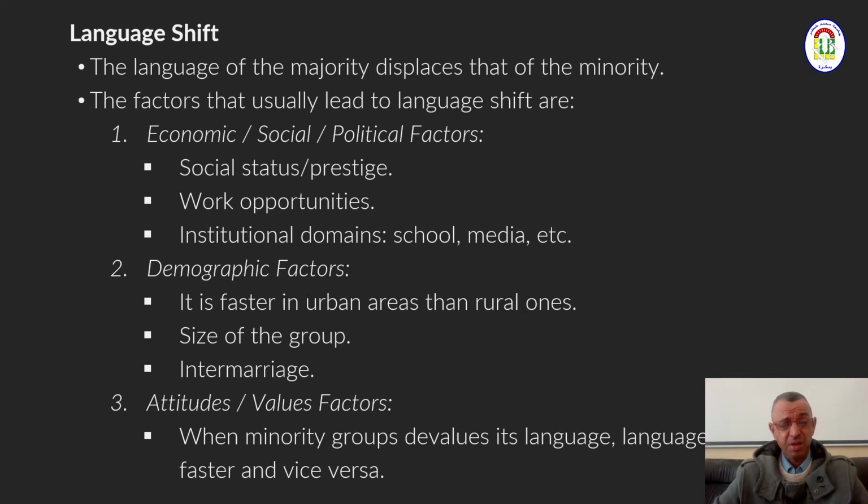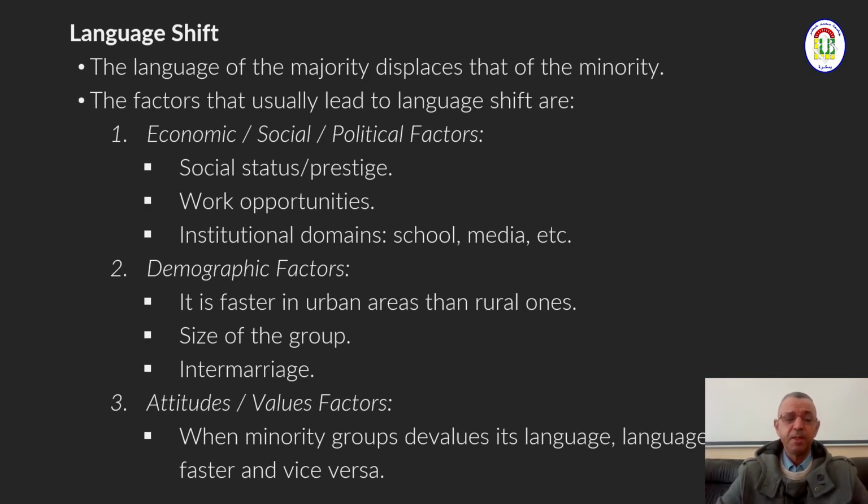Also, there is another example of factors that has to do with demographic factors. This can be noticed when the shift is faster in urban areas than rural ones, the size of the group, intermarriage. All these demographic factors can also lead to language shift. The other example of factors that lead to language shift is attitudes and values. Here, especially, it happens when a minority group devalues its language.